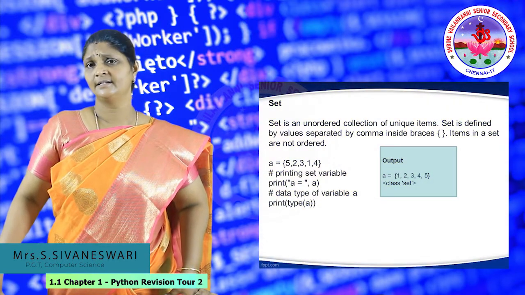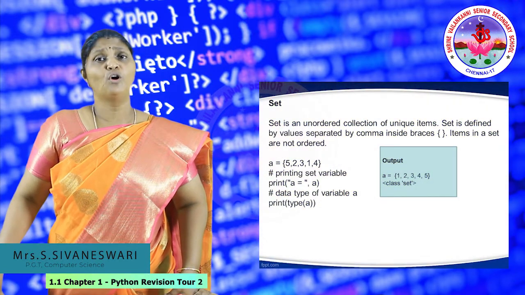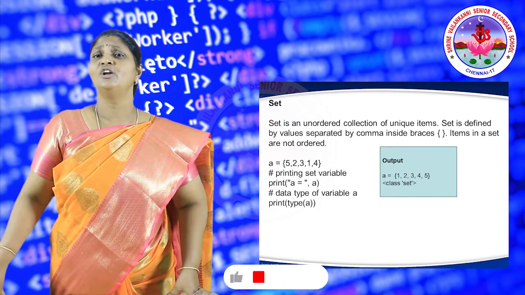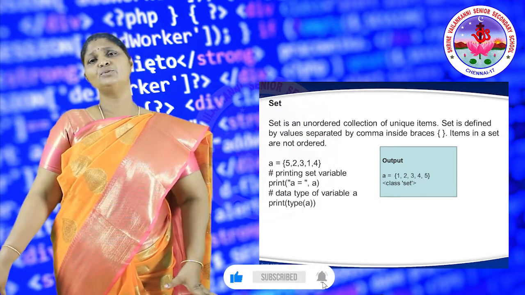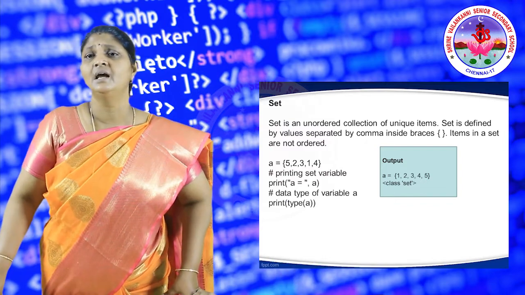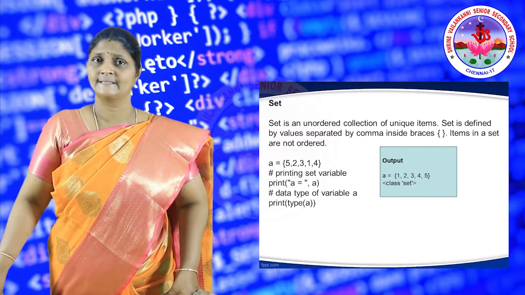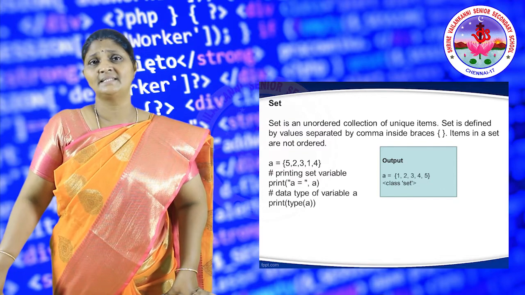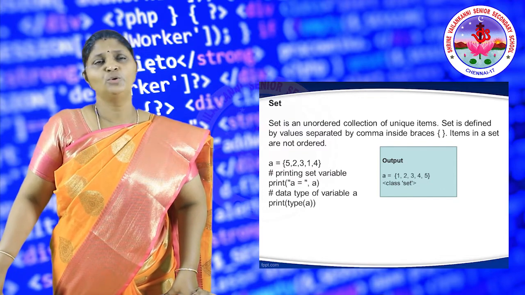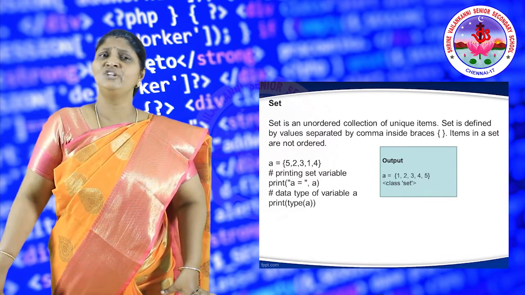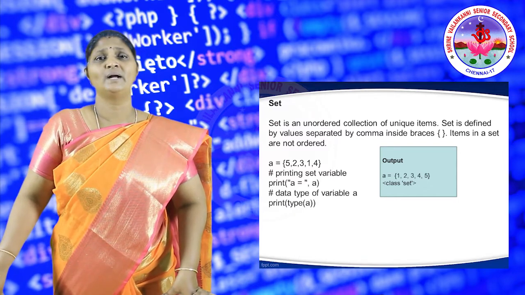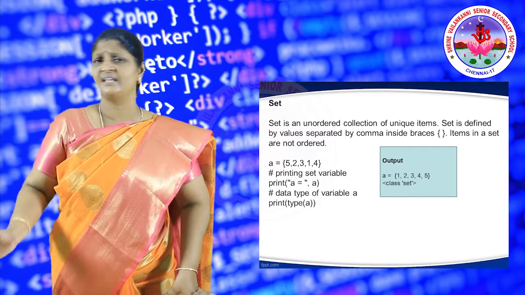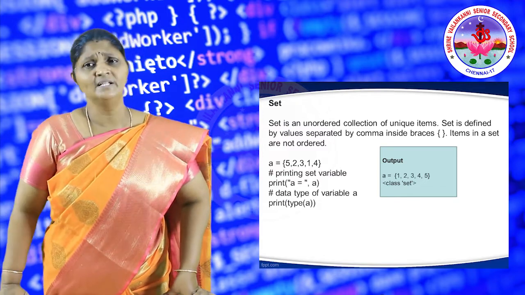Next is set. In set, we know already what is a set, right? It is an unordered collection of unique items. A set is defined by values separated by commas inside braces, that is curly braces. Items in a set are not ordered. You can have them in any order; it need not be sorted. A is equal to 5 comma 2 comma 3 comma 1 comma 5 comma 10. You can write in any way, not an issue. So print A.